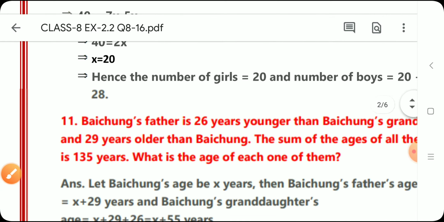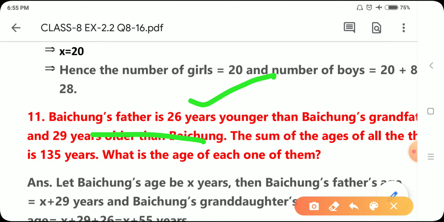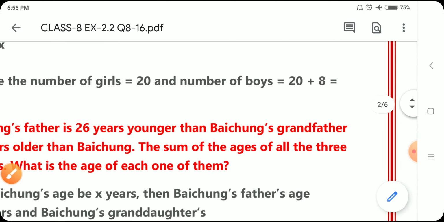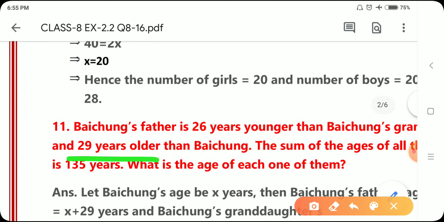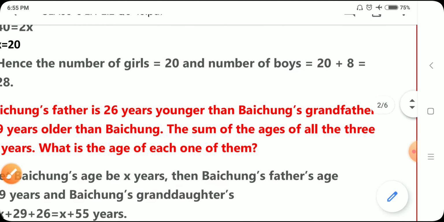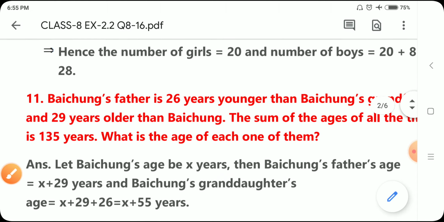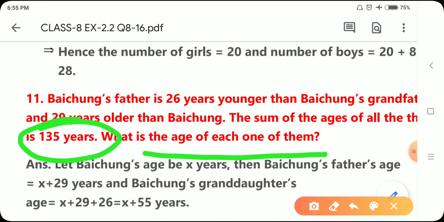Next question is, Becheng's father is 26 years younger than Becheng's grandfather and 29 years older than Becheng. The sum of the ages of all the three is 135 years. What is the age of each one of them? You have to find out the ages of the father, the person himself, and his grandfather.